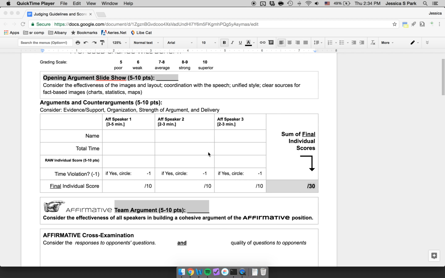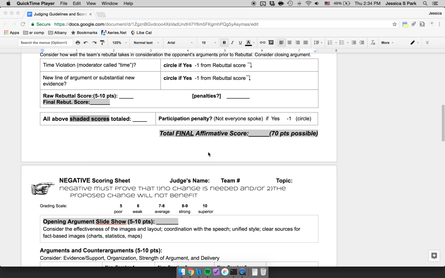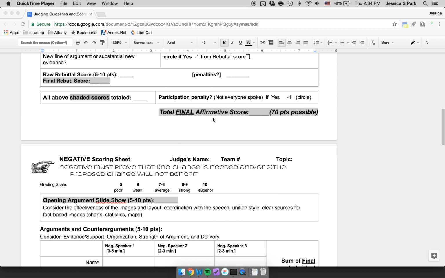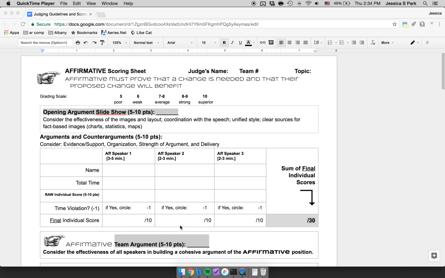The judges will all have this two-sided sheet of paper. It looks essentially the same on each side. One side is affirmative, one side is negative. I'll be using the affirmative side to explain all of the different pieces that the judges will be looking at during the debate. First of all, during each speech, there will be a timekeeper who is timing each of the speeches. Affirmative speaker one will go first.